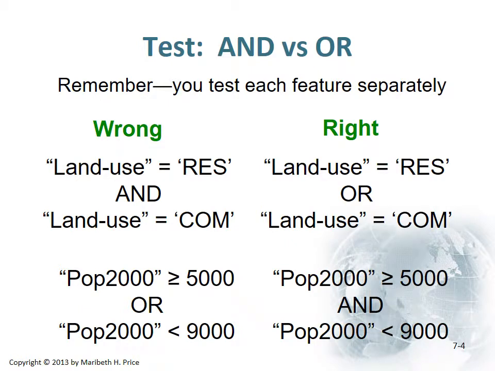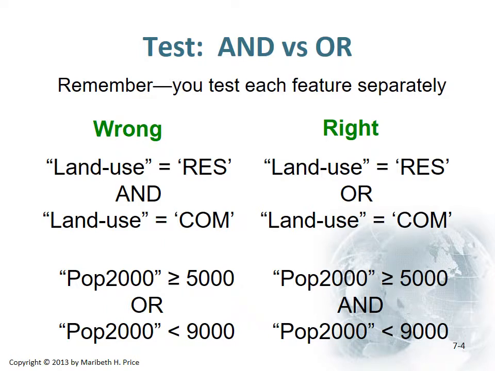So let's consider and or again, and remembering with a SQL statement you're testing each of the features separate of each other. And we're seeing here wrong and right examples of using those two operators. Let's look at wrong first. So why is it wrong to say land use equals residential and land use equals commercial? It's categorical information. If it's categorical, then each individual feature or record in the table can only have one of those as its characteristic.